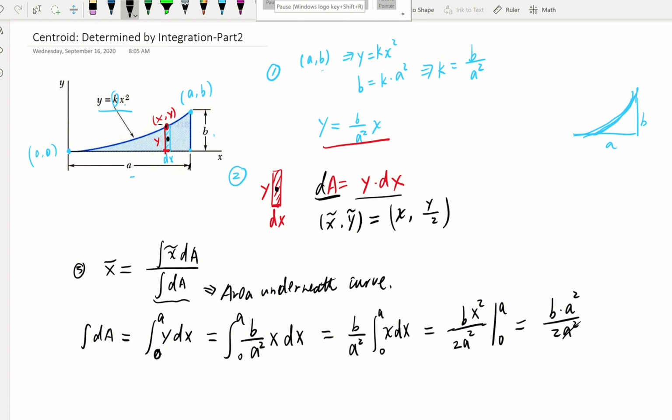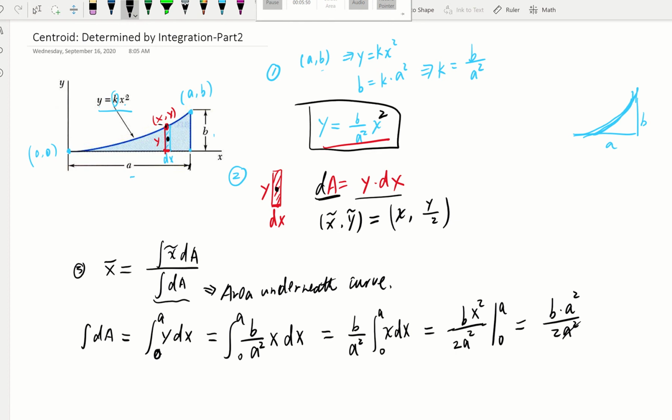Let's see. Something is not right. Let's see. Oh, yes, there's a mistake because this equation is not that. This equation is x squared.